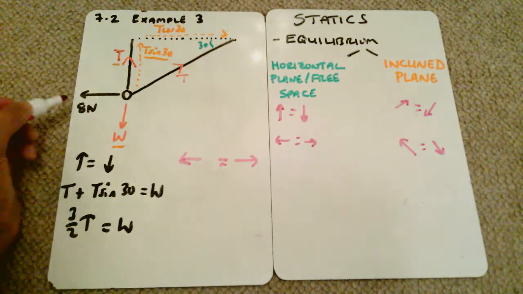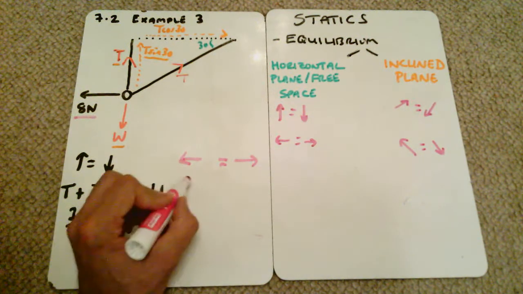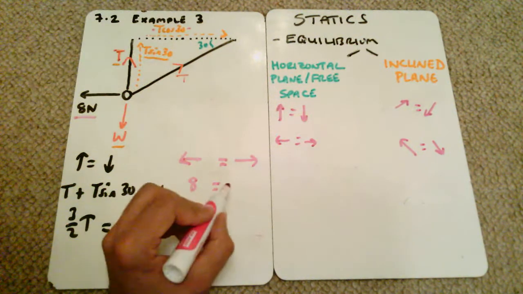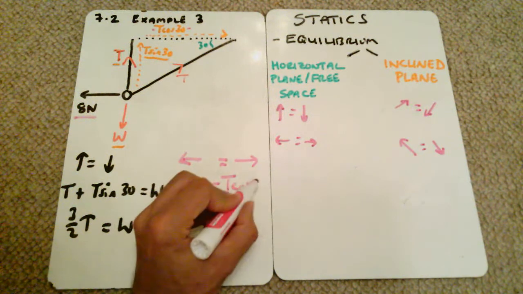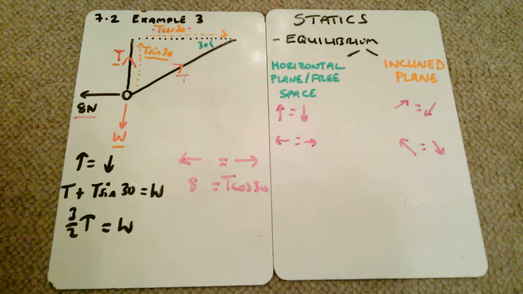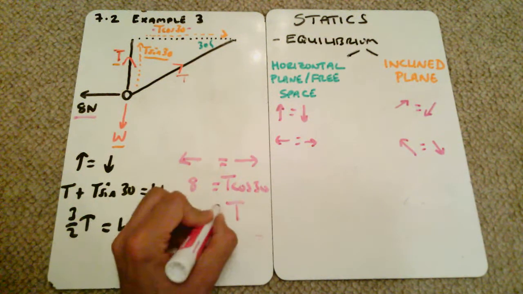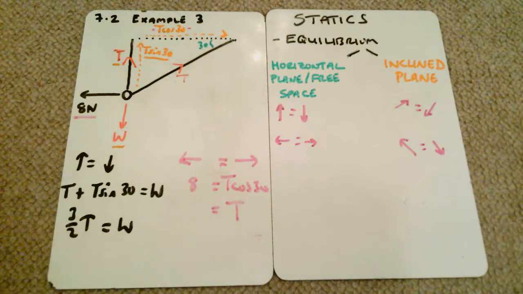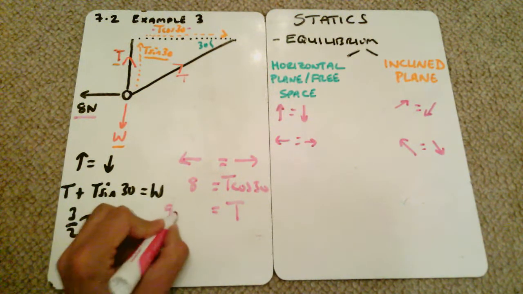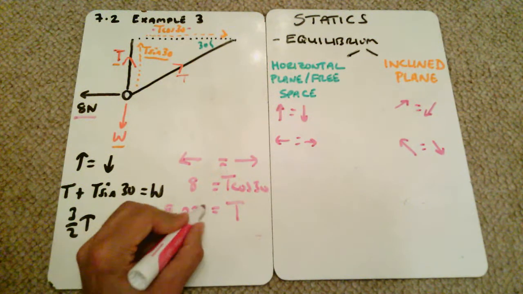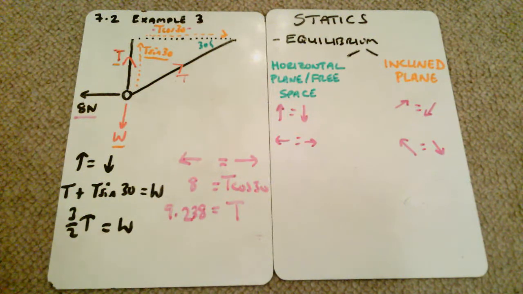If we look at the forces going to the left, well, the only force to the left is the 8 newtons. The force to the right is the T cos 30. There are no other forces acting to the left or to the right. So here we have an equation with only one unknown. Therefore, T is equal to 8 divided by cos 30, which is equal to a value of 9.24, or 9.238 newtons. So leave it as 9.238 newtons for now.